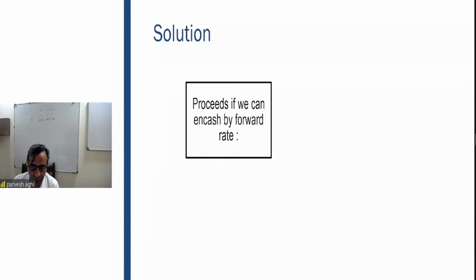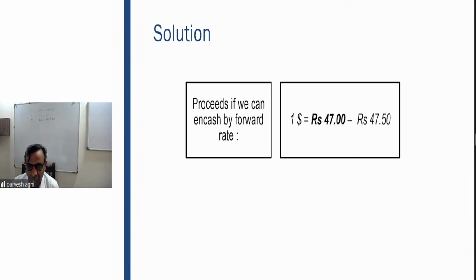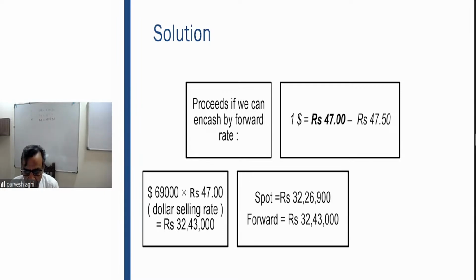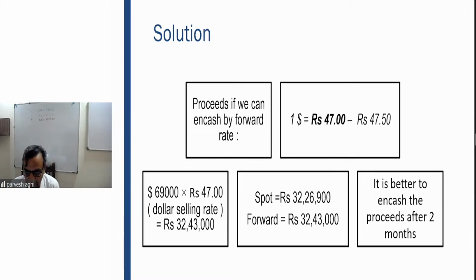Now, the second option is to do it through the forward, that means you are going to do it after 2 months. After 2 months, the dollar becomes 47. So you are going to get 47 rate. So 69,000 into 47, you're going to get 32,43,000. Now, when you did at the spot rate, you got 32,26,000. The forward rate gave you 32,43,000. So which is better? It is better to encash the proceeds after 2 months. Is that okay? Have you got it right?